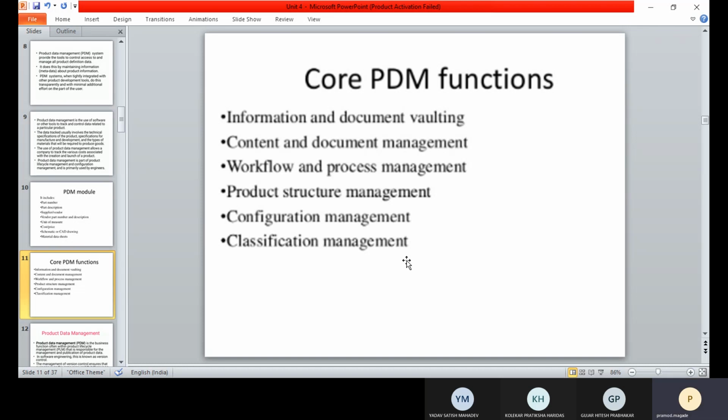PDM modules are important. They might ask questions on an MCQ basis. Core modules are also important. What are the basic functions?